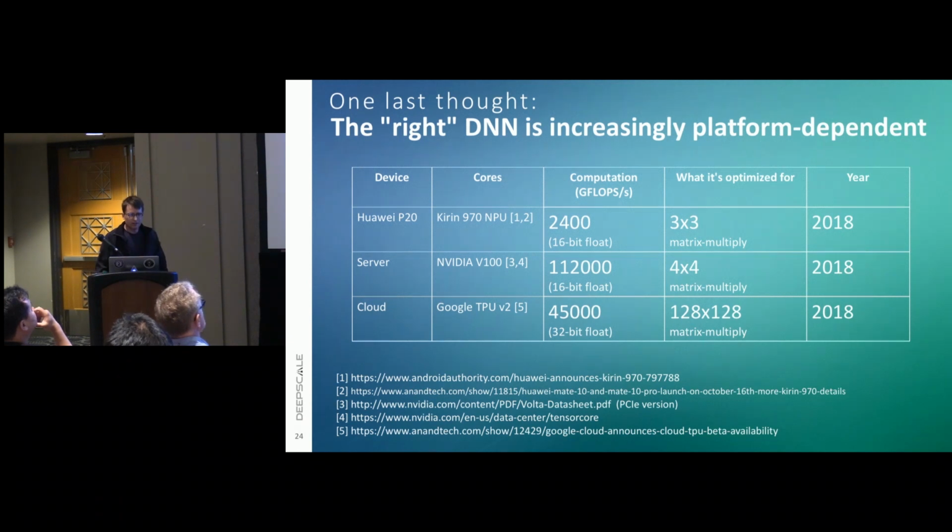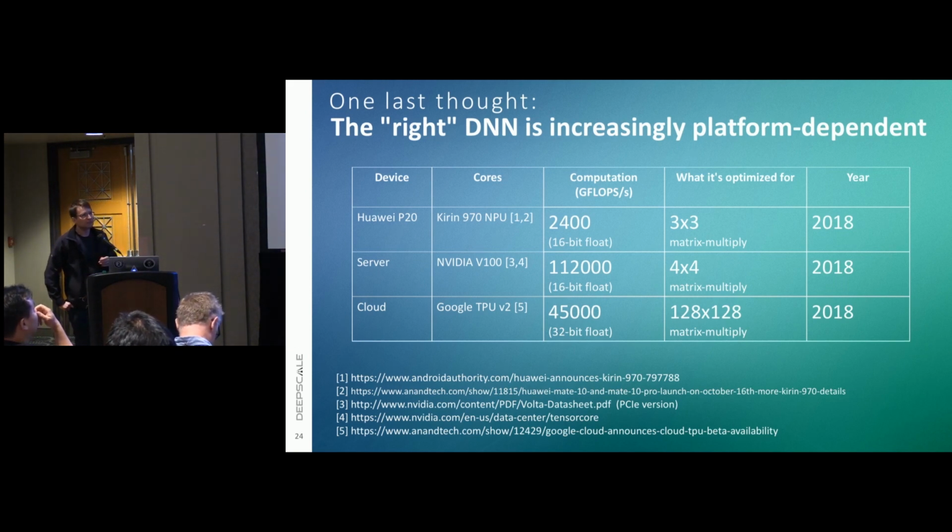Getting towards the end here, this is one last slide before I wrap up. I didn't quite find a good place to plot this into the talk, so I just wanted to go over it at the end here. One observation is that the quote-unquote right deep neural net is now increasingly more platform dependent. What do I mean by that?